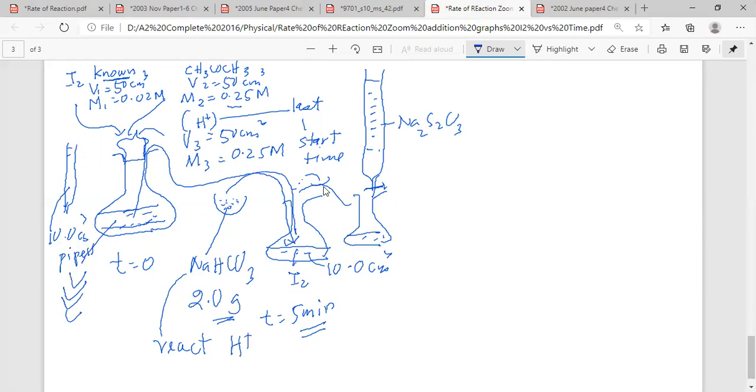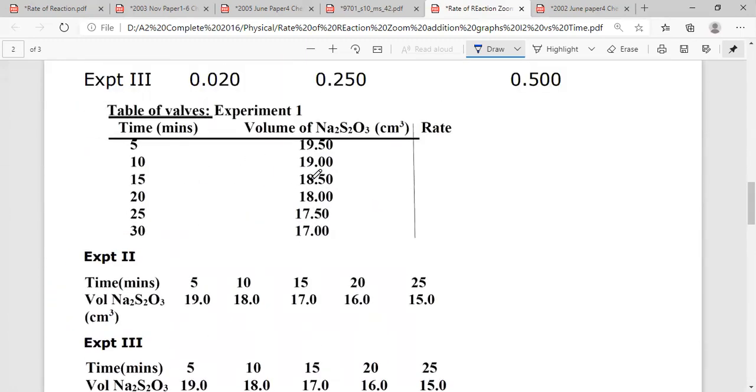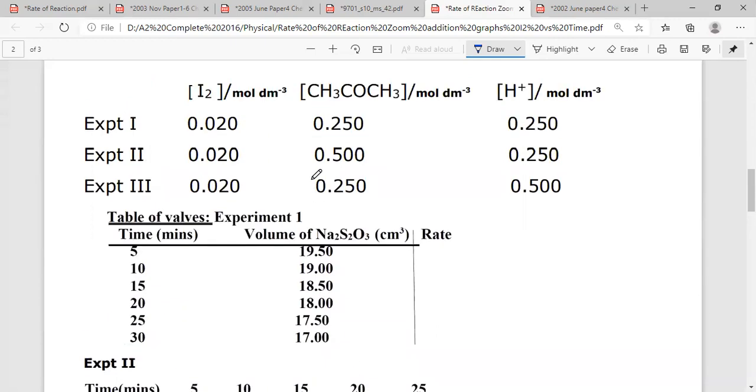I get a value, and this is the value I put down here. I put it all here, easy for us. Remember, this is experiment one. I did all these things I prepared; I tell you, it's not easy to do this, to make it worth your while. In 5 minutes, the volume of thiosulfate used was 19.50. Actually, at 0 minutes, it's 20. Never mind.